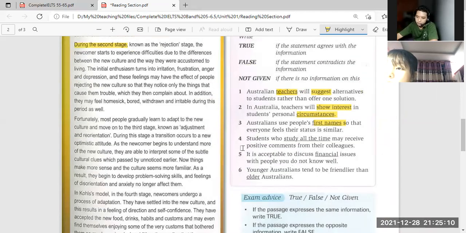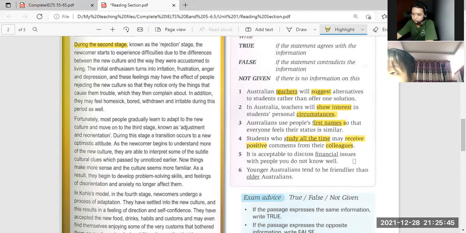Next, look at number 4. Students who study all the time may receive positive comments from their colleagues. Okay, colleagues. Do you understand the meaning of colleagues? No. Colleagues means friends. You know friends? Yes. Okay, it is said in here that students who study all the time may receive positive comments.